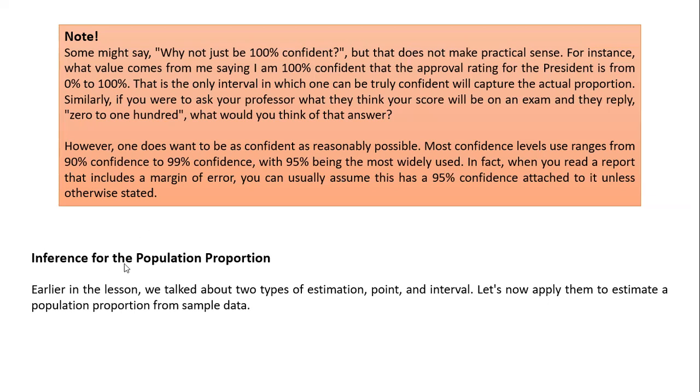Okay, so earlier in the lesson, we talked about two types of estimations. One is point estimate and the other one is the interval estimate. So, let's now apply them to estimate a population proportion from sample data.